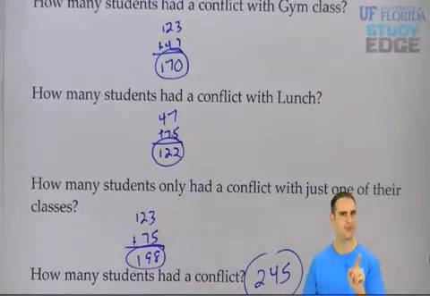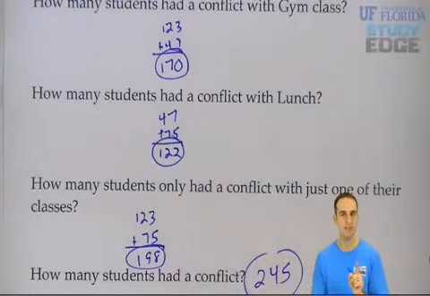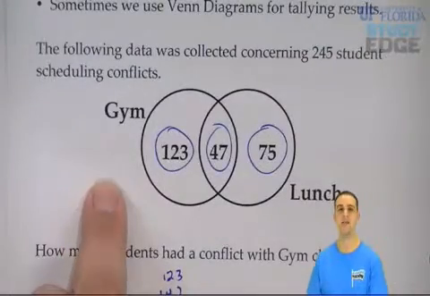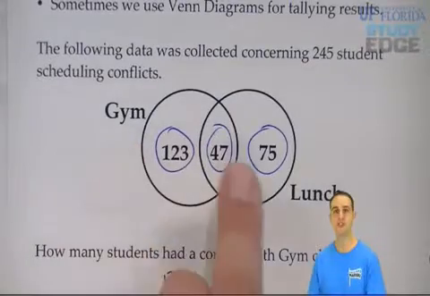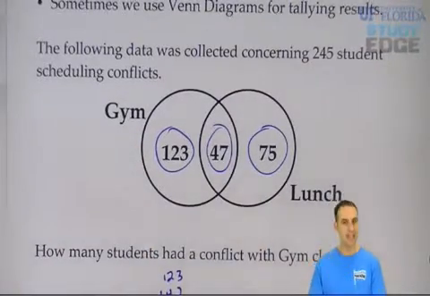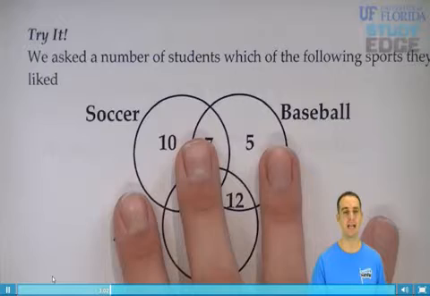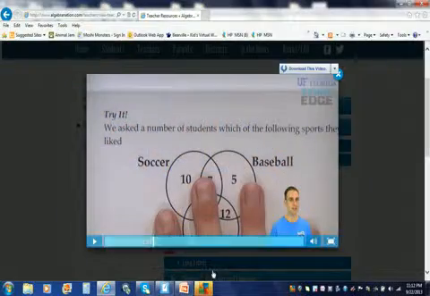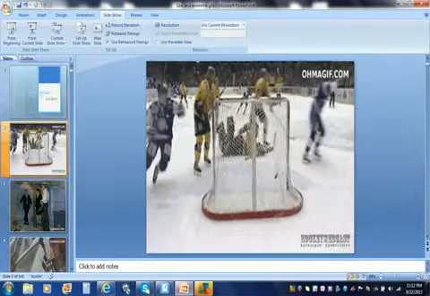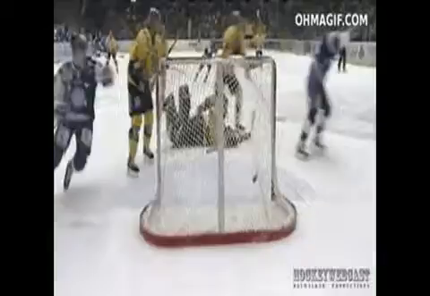Do be careful, though. That will not always work, because if there is something on the outside, meaning that they don't have a conflict with gym or lunch, you cannot consider that in this case. That means they did not have a conflict with either gym or lunch class. Kind of like this next example, which I want you to actually try. Before you go to the next example, let's take a brain break.